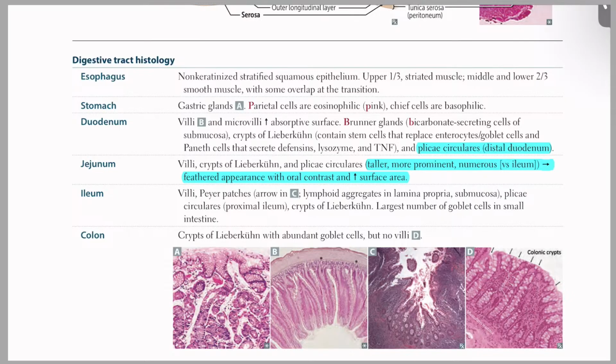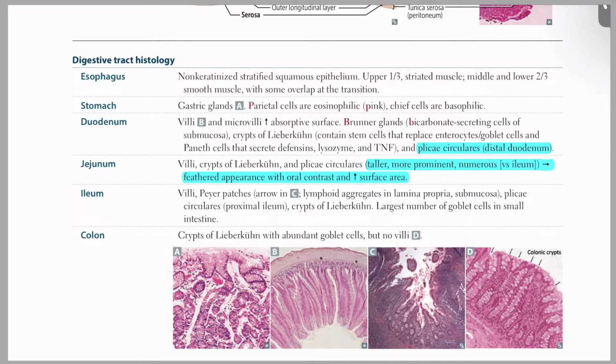Crypts of Lieberkühn contain stem cells that replace enterocytes, goblet cells, and Paneth cells that secrete defensins, lysozyme and TNF. Plica circulares, distal duodenum. Jejunum: villi, crypts of Lieberkühn and plica circulares are taller and more prominent, numerous, leading to a feathered appearance with oral contrast and increased surface area.